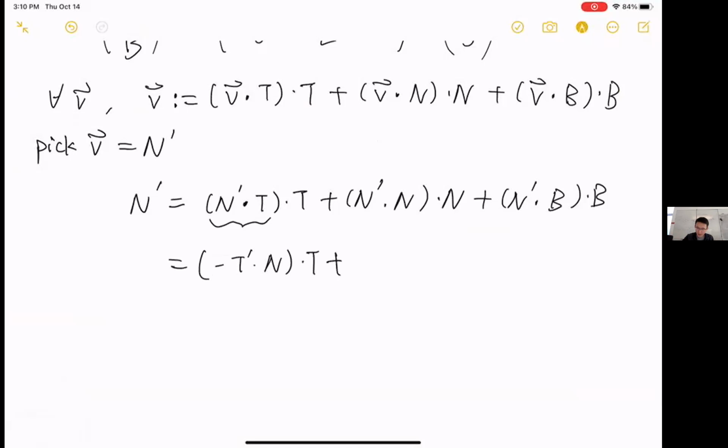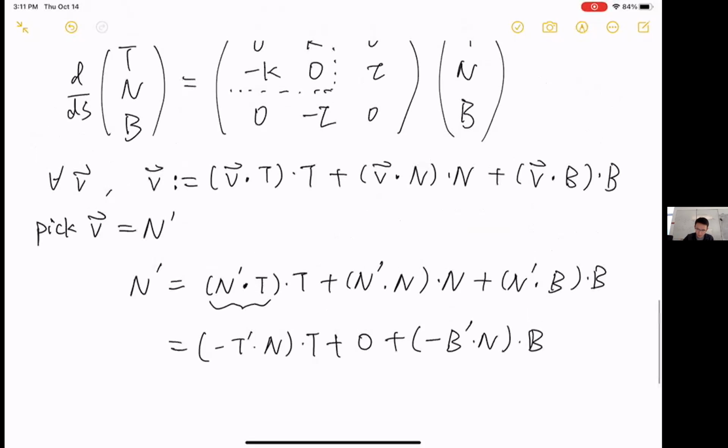So then when we look at the second term here, it is N prime dot product with N. This is just a unit length vector, and its derivative dot product with itself, so we know it is 0 by the first part of the lemma. So this term becomes 0. Then we can also look at the third term here. We can apply a similar thing: we just change it to negative B prime dot N times B. Okay, so this is just by applying our lemma to all three terms here.